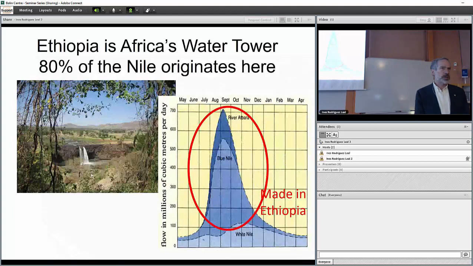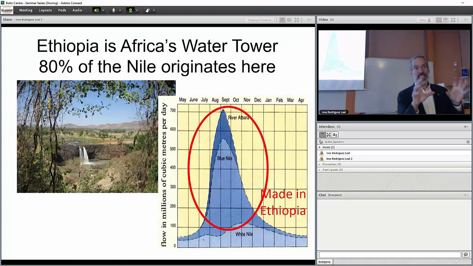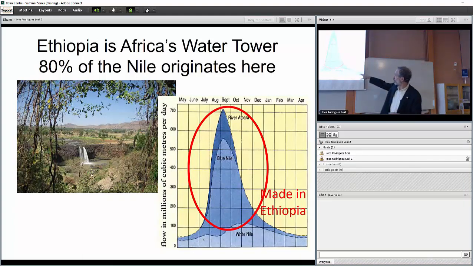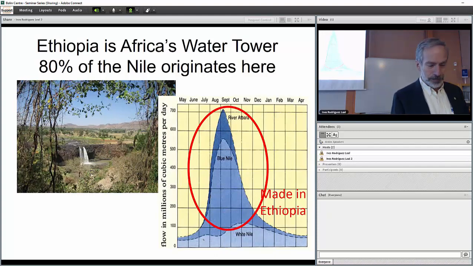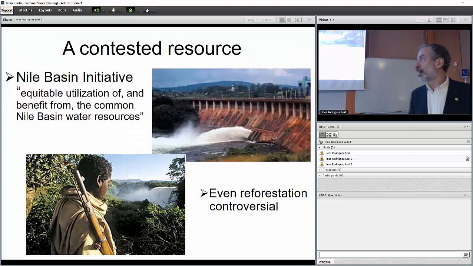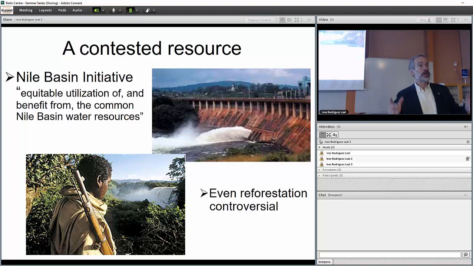The Nile has one of the largest, if not the longest river in the world, one of the largest watersheds, but 80% of all the water that gets to Egypt comes from 7% of the landscape, and that's the Ethiopian highlands. Here's the hydrograph of the annual flow in the Nile River at the Aswan Dam. 80% comes from one little bit of land in the highlands. You might say, oh, it's wonderful to be in the highlands there with all that water. But it is a contested resource because the Egyptians, in their civilization, are totally dependent on this water.